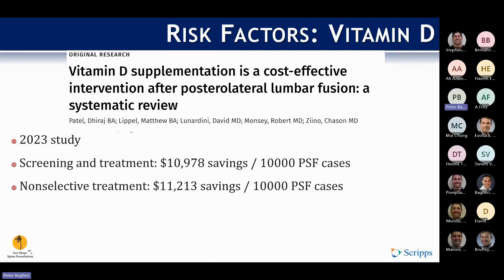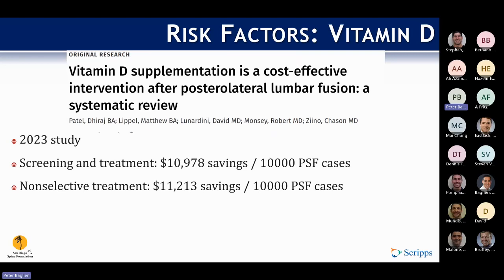This one is looking at the cost effectiveness of intervention in posterior lateral lumbar fusion, and it's comparing specifically to the need for revision if the patients weren't treated for vitamin D deficiency. This newer data looked at the cost saving per 10,000 cases of posterior spinal fusion and treatment with vitamin D. They found that just treating patients without even screening them ahead of time was the most cost-effective way to treat vitamin D deficiency.